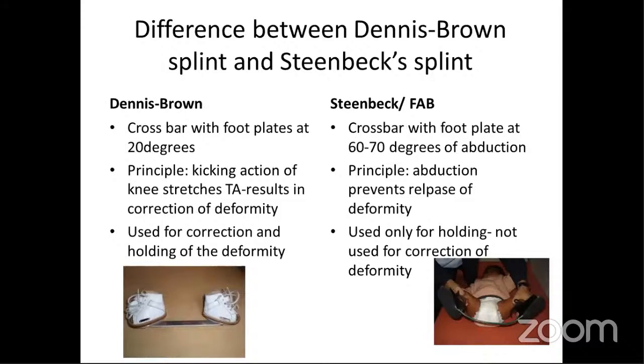Now, a word on the difference between the Steenbeek brace and the Denis Browne splint. Many of you might not have seen a Steenbeek brace and a Denis Browne splint, and you might be confusing the two. So a Denis Browne splint is nothing but a crossbar with foot plates at 20 degrees. The principle is that the kicking action of the knee will stretch the tendo Achilles, which will result in correction of the deformity. So originally, a Denis Browne splint was used for correction of the deformity as well as for holding the deformity. Now the difference is that in the Steenbeek brace, the crossbar is not straight, it is curved, right? And the foot plates are at 60 to 70 degrees of abduction, which is necessary to hold the foot in that position, because we achieved that in the last class, right? The abduction prevents the relapse of the deformity, and that is why it is very important.